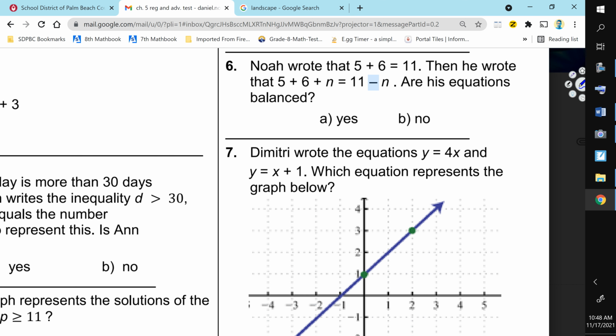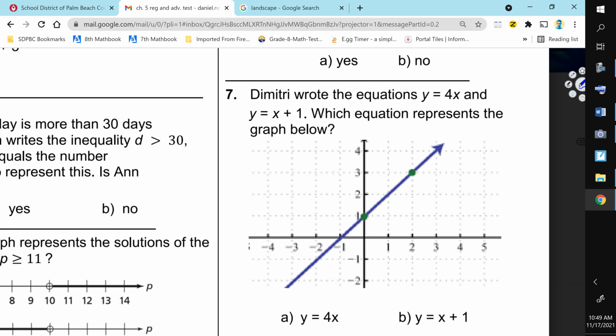Number 6. Noah wrote that 5 plus 6 equals 11. Then he wrote that 5 plus 6 plus n equals 11 minus n. Are his equations balanced? Unfortunately, if you miss this, you can't do it again. Class, is plus 9 the same as minus 9? The answer is no. That's not balanced because that's not doing the same thing to both sides. So the correct answer should have been no. Now, if this was a plus n and this was a plus n, the answer would be yes. You can do the same thing to both sides and keep it balanced, but you cannot do different things to both sides. It will no longer be balanced.